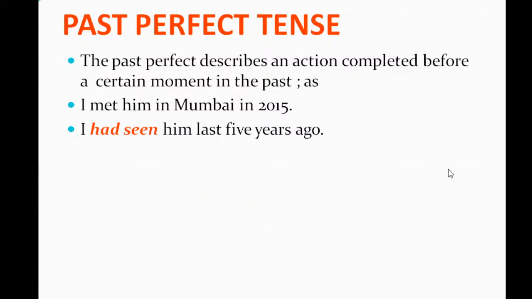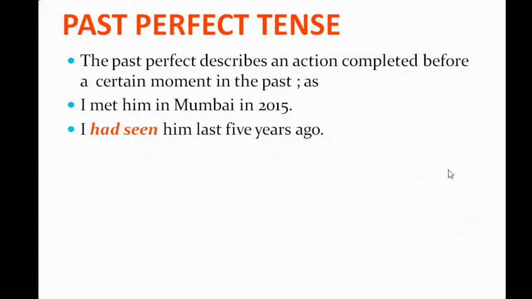So past perfect tense where you use had been, had seen, all these words, and refer to a time which is already over. हम लोग ऐसा एक टाइम का बात कर रहे हैं जो खत्म हो चुका है. 2015 खत्म हो चुका है. 5 साल पहले खत्म हो चुका है. So I had seen him last 5 years ago. So I hope you have understood the past perfect tense. If you have understood the past perfect tense, construct a sentence with past perfect tense, and let me check what is your level of understanding.